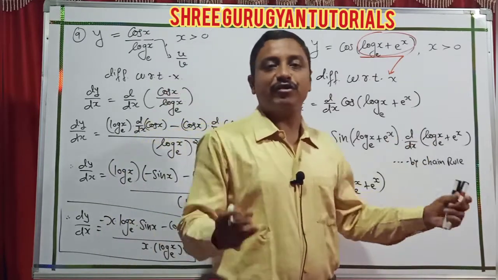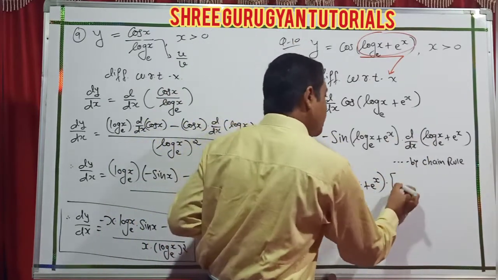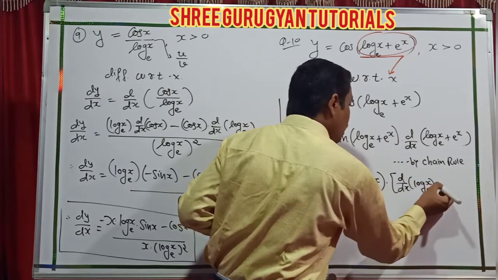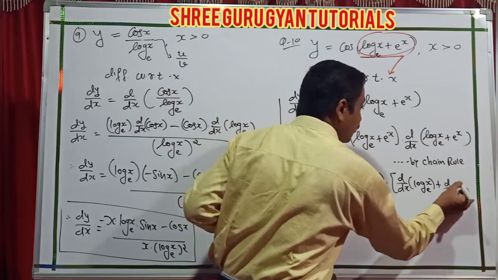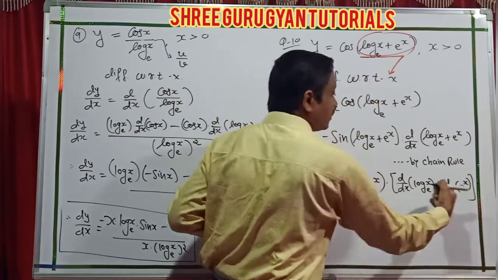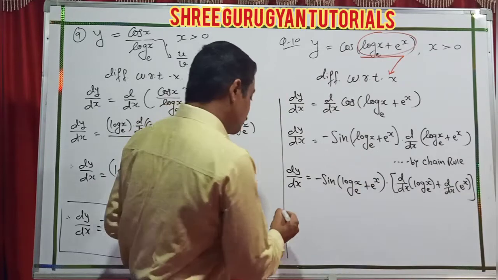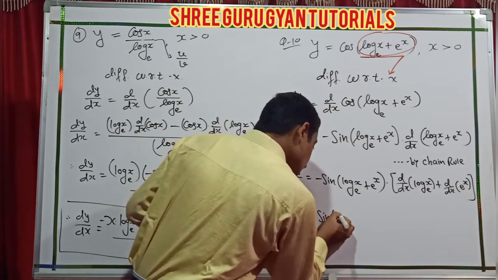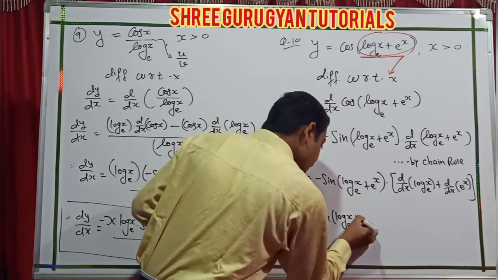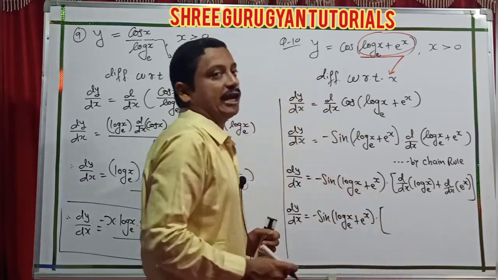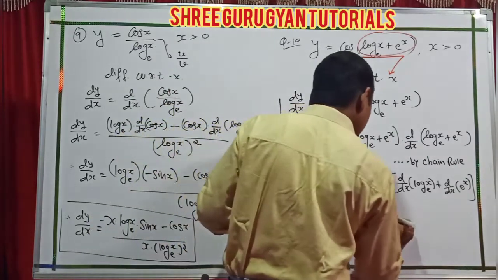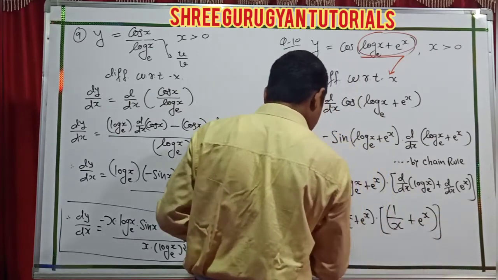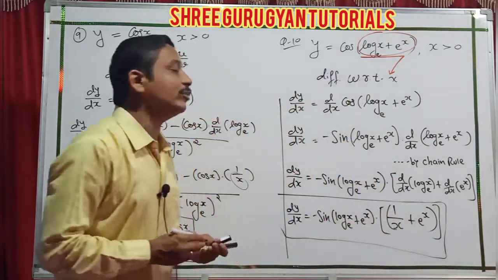Students, now the derivative for individual functions. d dx of log x base e plus d dx of e raised to x by our working rule. So final answer: minus sine of log x base e plus e raised to x, and here take the derivative. Log x base e derivative is 1 by x and e raised to x derivative is the same, and that much is your final answer for this numerical number 10.